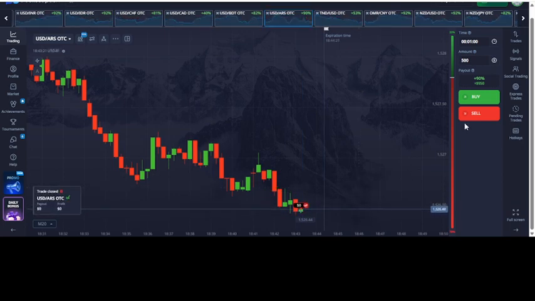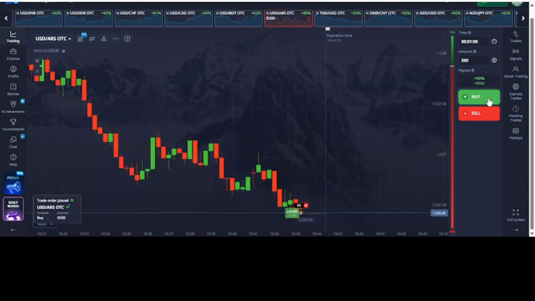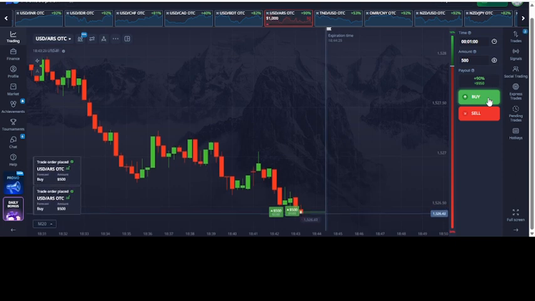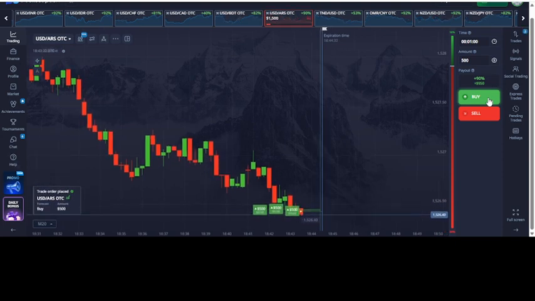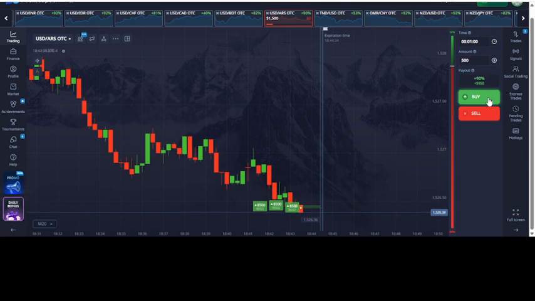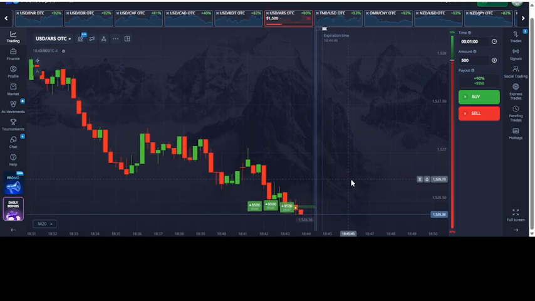Okay, so we lost that trade. So I'm going to go ahead and take three trades here at this level. I don't anticipate this price going further down here. I'm expecting it to reverse here. So let's monitor this trade.